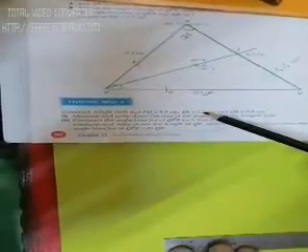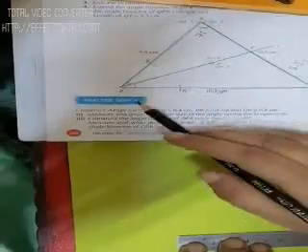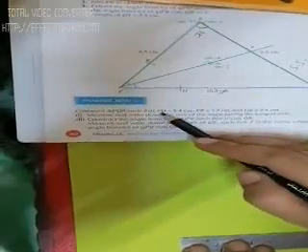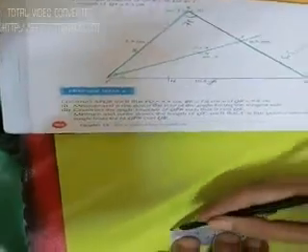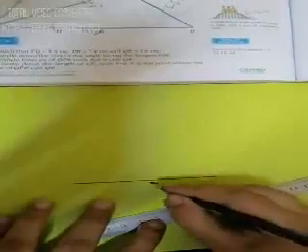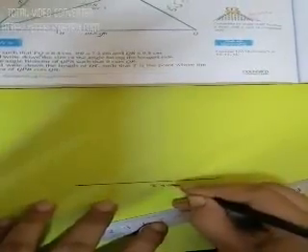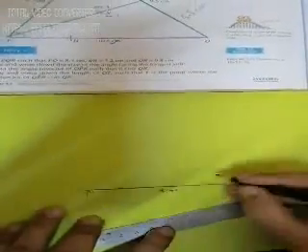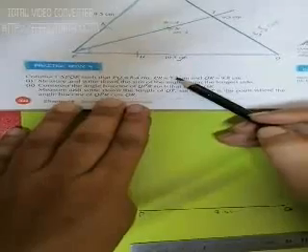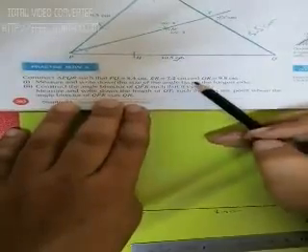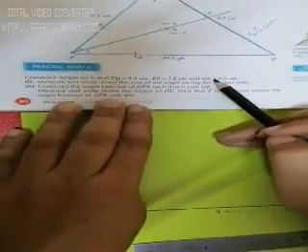Here's my paper, ruler and my pencil. First we will draw the base of the triangle. It's PQ, 8.4 centimeter, and this is my P and Q. Now the next is PR and QR. These are the sides.